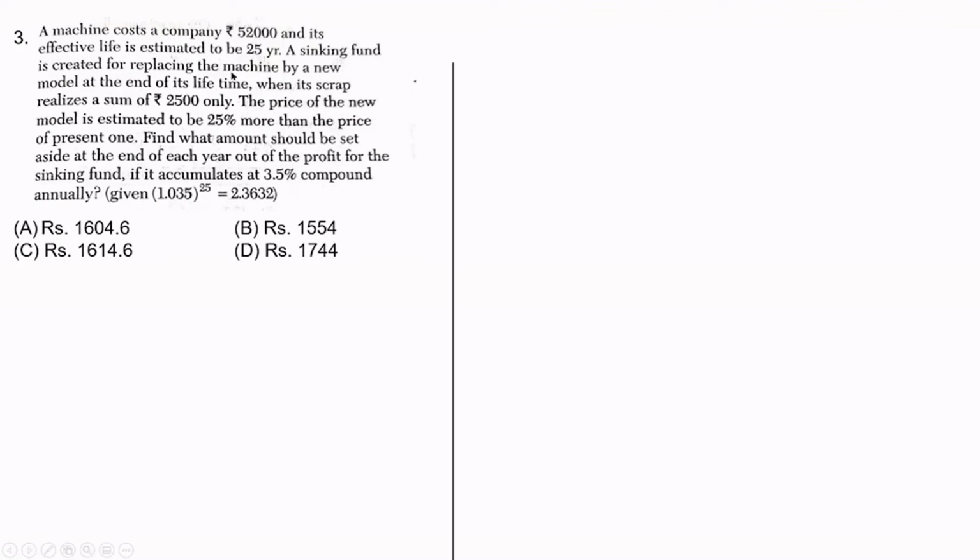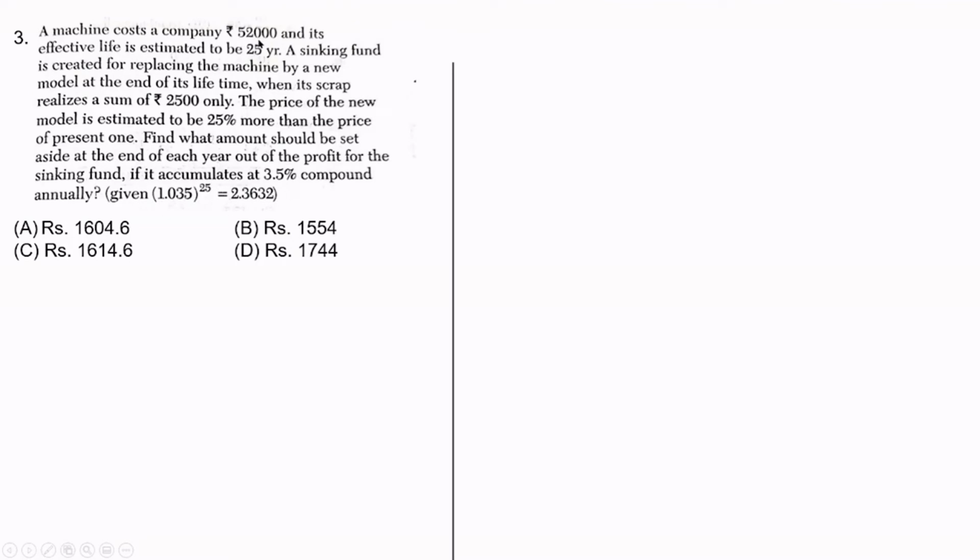A machine costs a company rupees 52,000 and its effective life is estimated to be 25 years. A sinking fund is created for replacing the machine by a new model at the end of its lifetime when its scrap realizes a sum of rupees 2,500 only. The price of the new model is estimated to be 25% more than the price of the present one. Find what amount should be set aside at the end of each year out of the profit for the sinking fund if it accumulates at 3.5% compounded annually.